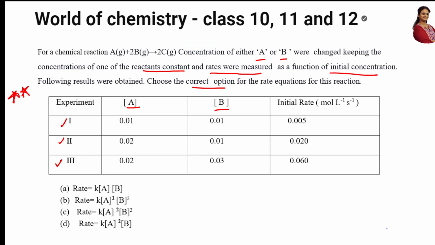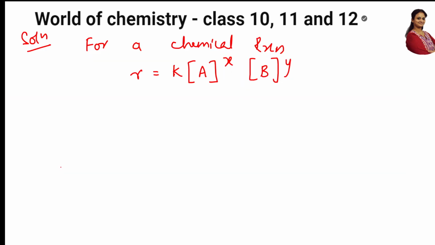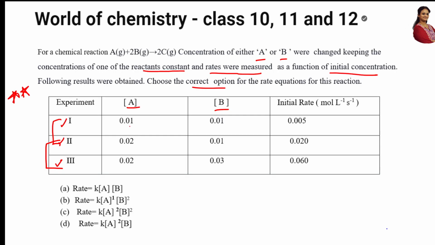Now, in this case, there are different experiments with different values for A and B. Let us compare two at a time. I'm going to take the first and second experiments, then the second and third. For the first experiment, I'm substituting values. What is the first experiment? A concentration was 0.01, B was 0.01.